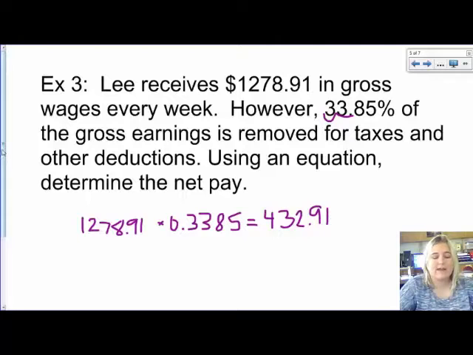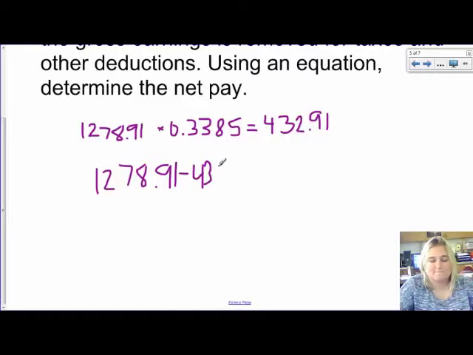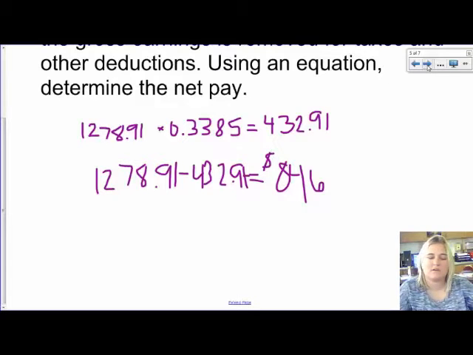And to find his net pay, I now need to take his gross pay and subtract the deduction to find his net pay. So it's going to be this $1,278.91 minus the deduction of 432 and 91 cents equals, and when I subtract those, I get $846. Okay, so that's our final answer.